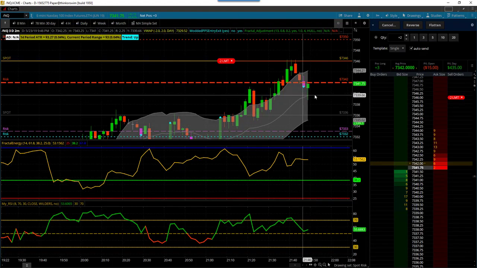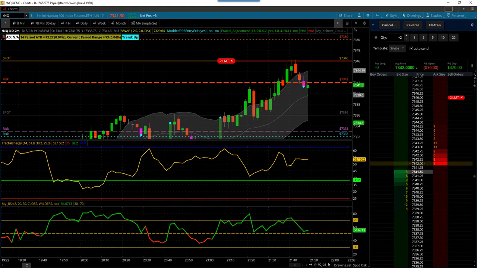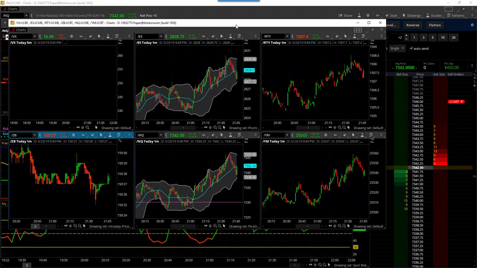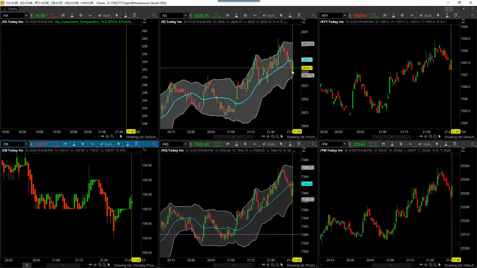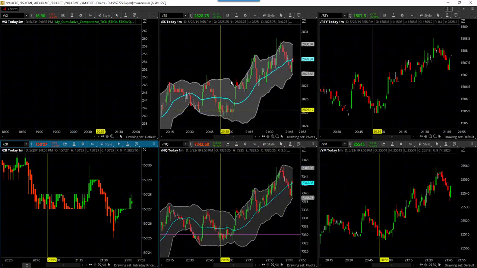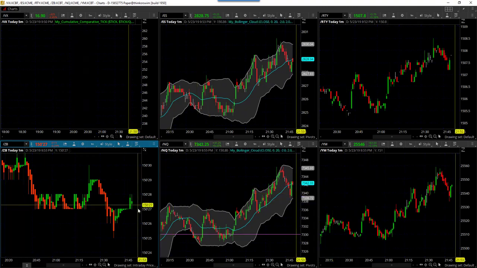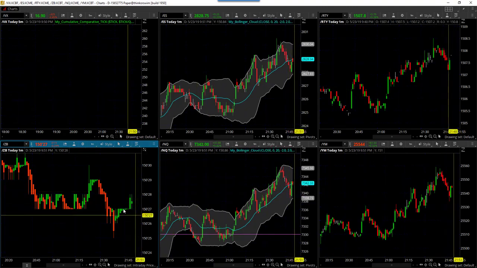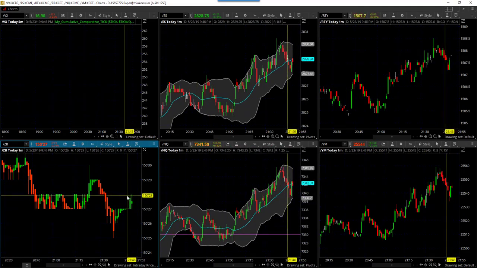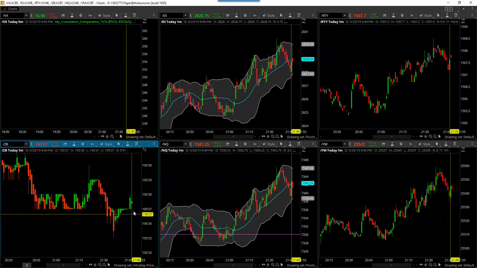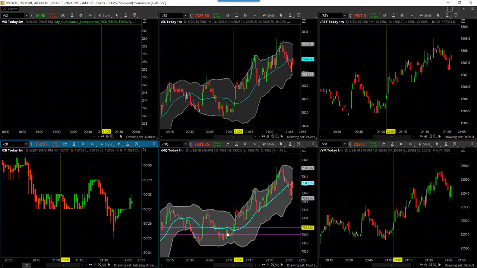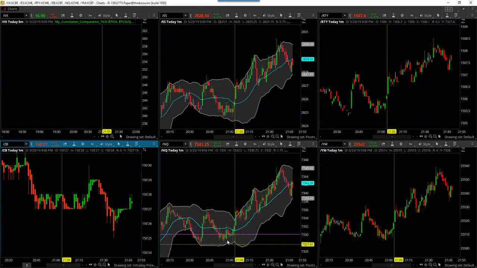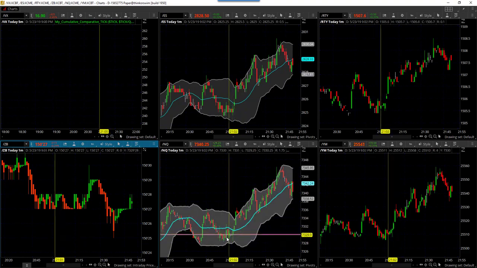Alright, so we got a bounce off the Keltner middle. On the 1 minute, what I've been watching on the other charts is that we took a bounce off the bottom of the Bollinger on the ES and the NQ. We did get a spike in the bonds, but it looks like it's trying to fade back out. That fade can give us a move to the upside from this low here at 2900.